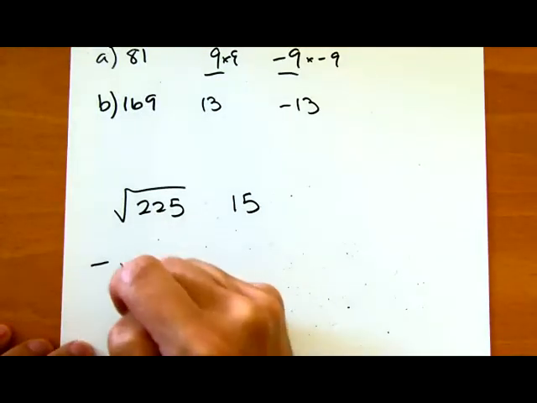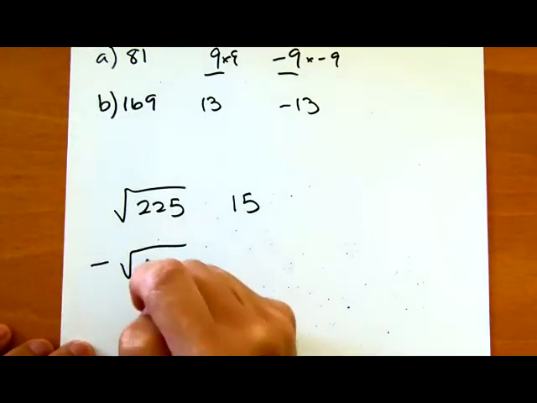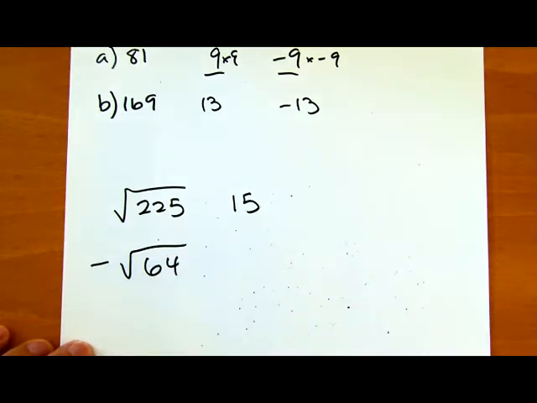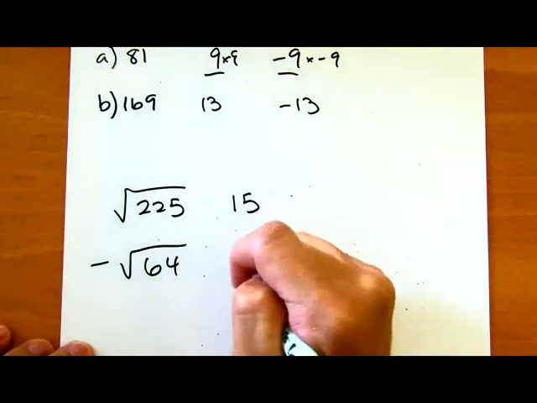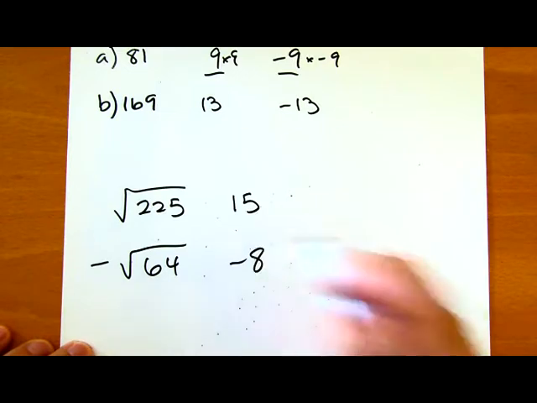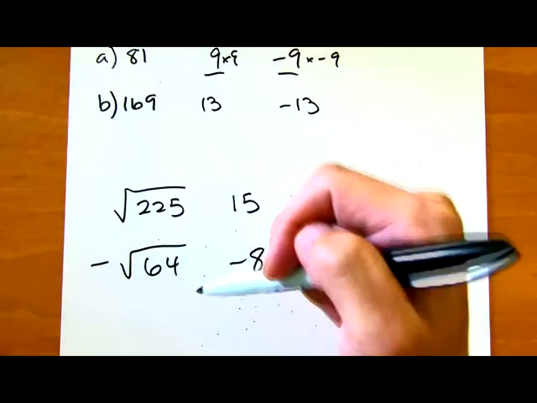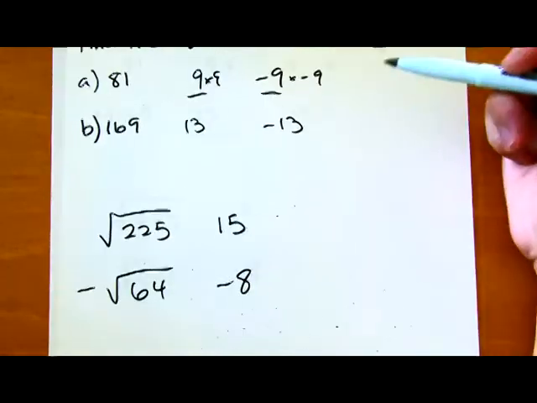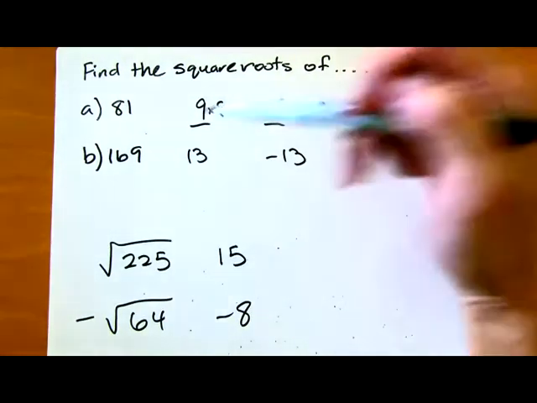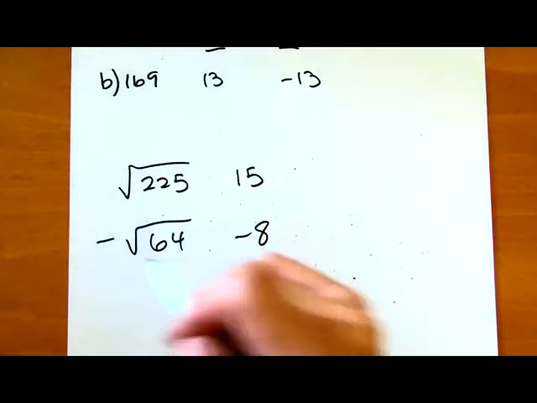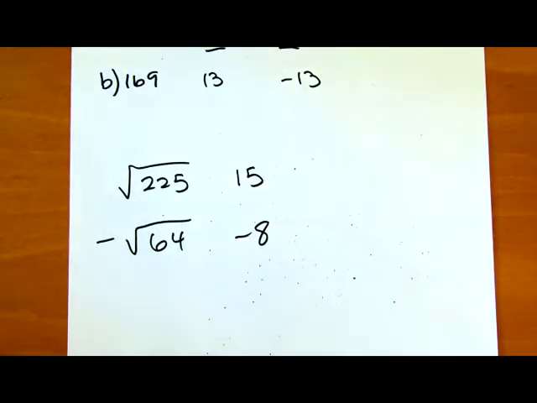If you saw something like this, they want the negative square root, in which case the answer for this one is negative 8. Take the square root, apply the negative. Yeah, so these are specific. Here, if they're asking for all the square roots, you need to tell me everything. Here, they're telling you exactly which square root they want. Okay.